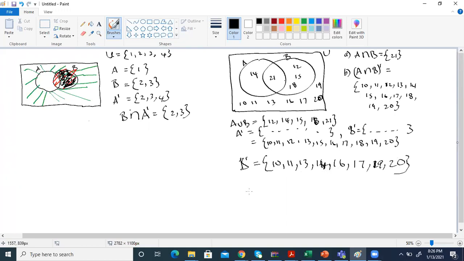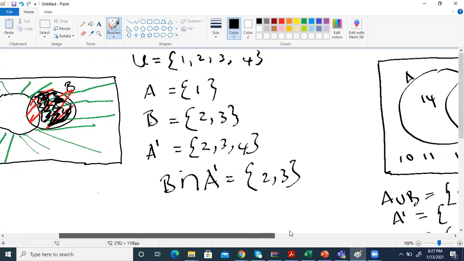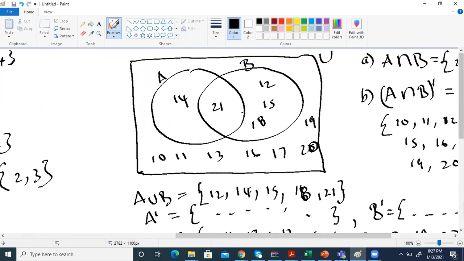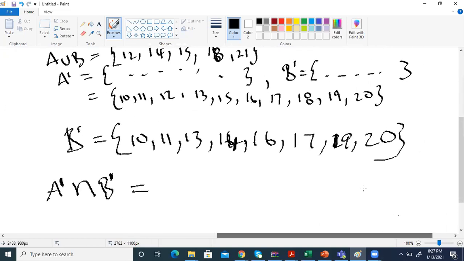Great. So the next question now is A complement intersect B complement. So I got 10, 11, 13, 14, 16. Hold on. Oh, it's not 15, it's 16. It would be 10, 11, 13, 16, 17, 19, and 20.